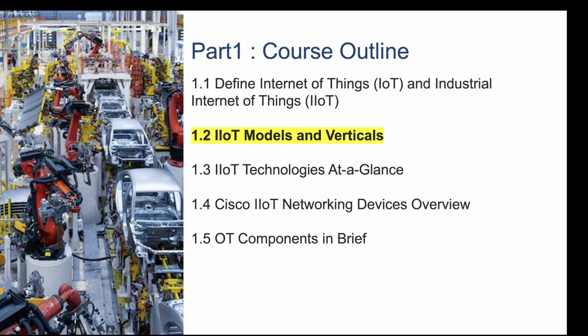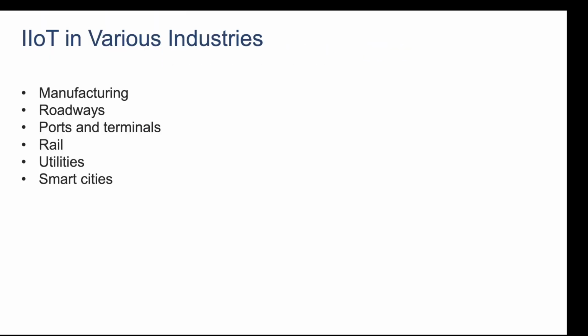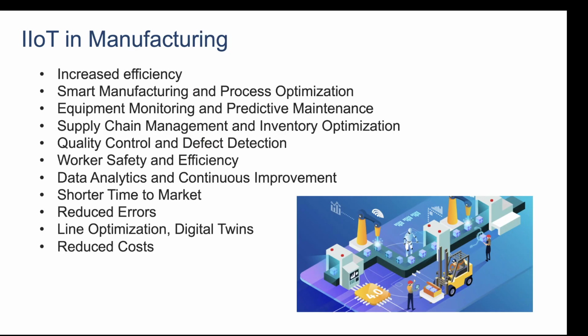Okay, let's move on to the next segment: industrial OT models and verticals. On a high level, IoT or industrial IoT can influence various industries. It could be manufacturing, roadways, ports and terminals, rails, utilities, or smart cities. Each industry has a different set of use cases for IoT, for process optimization, cost saving, or safety.